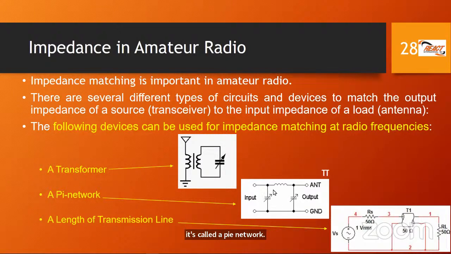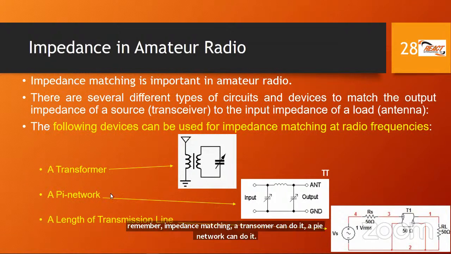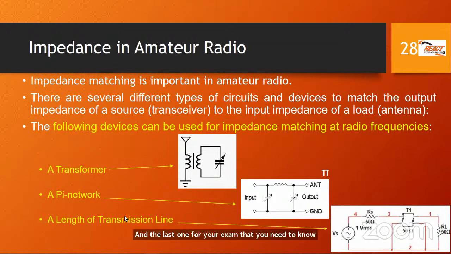So this is another circuit or device type that allows you to match two sides. So one side will be a transmitter or transceiver, and the other side you have your antenna or its load. And you tinker or tweak these variable capacitors here. Sometimes it's a variable inductor as well, and then you match one side to the other. So remember impedance matching, a transformer can do it, a pi network can do it. And the last one for your exam that you need to know, again, yellow means exam question. This is an exam question here, folks. And the exam question will be all of the above, because all of the answers are right. So that's actually the answer, all of the above, right?